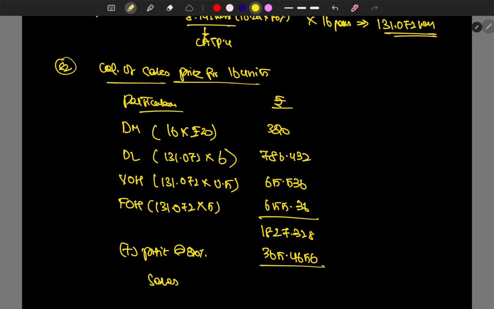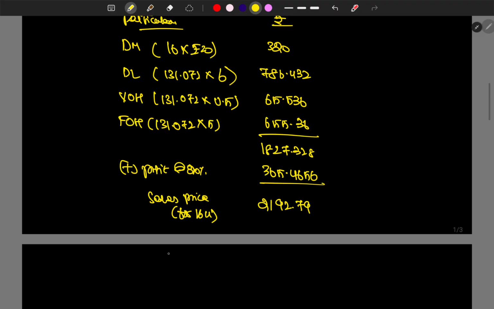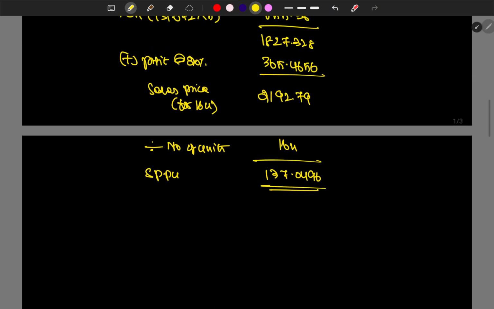Let's total it up. We'll get the sales price for 16 units. 1827.328 plus the profit is 2192.79. Now let's get the per unit value. Number of units is 16. The sale price per unit is 137.0496. This is the sale price per unit if the order is 16 units.